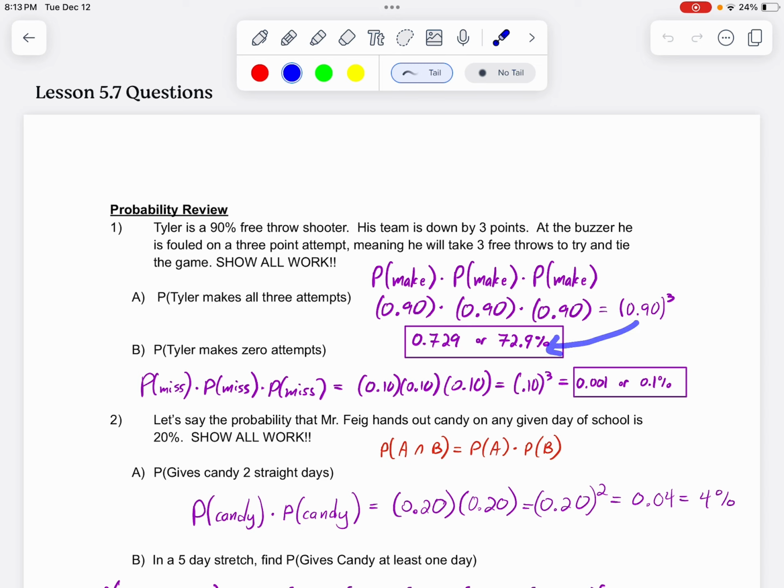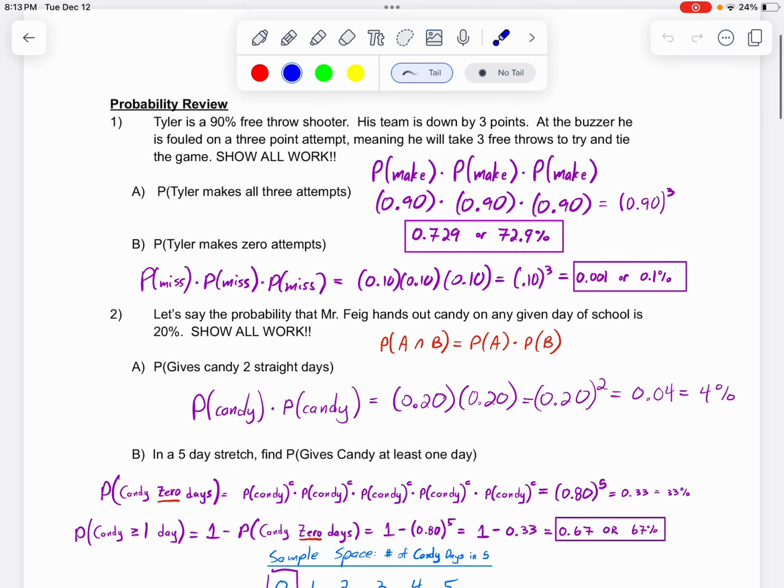That is 73% roughly. What if he just gets all tight, freezes up, and he misses all of them? That's a miss, and a miss, and a miss. I like to say "and." If you find yourself saying the word "and," it means you multiply the probabilities together. Now, this 10%, where did it come from? If he makes 90%, these two are linked. They are complements. He misses 10%. So multiply those out and you get a very small 0.1%. So it's very unlikely that he will miss every single one.